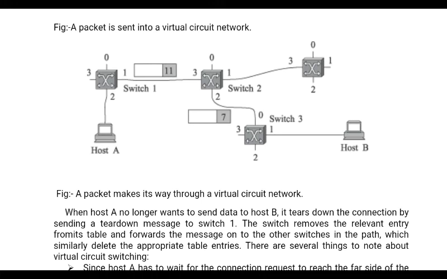Switch 1 is going to receive this. Is it clear? And then it knows that 11 is the VCI chosen by switch 2 for this connection. It is going to make it the outgoing VCI as 11. Is it clear? And then switch 1 has to forward this to host A.